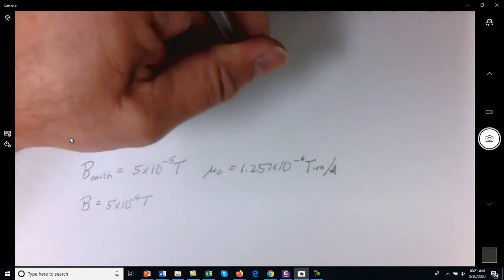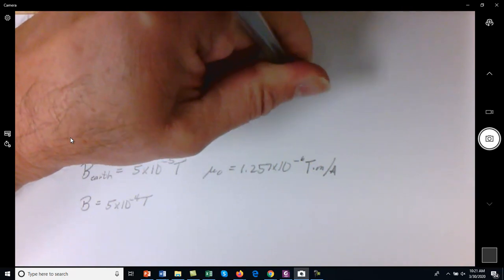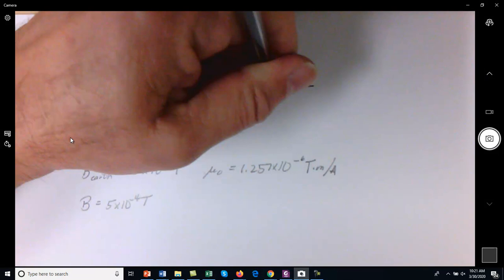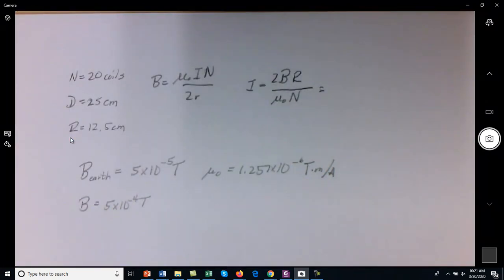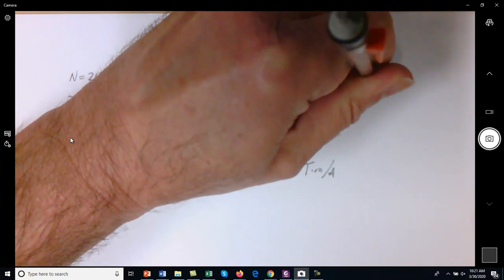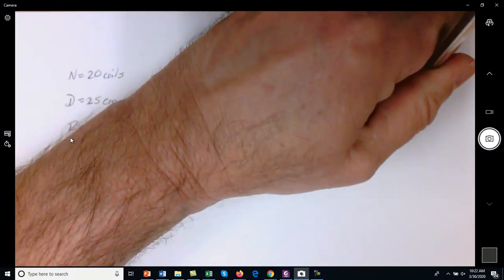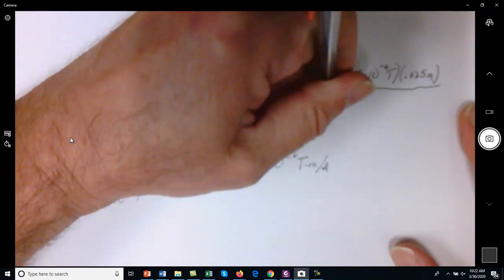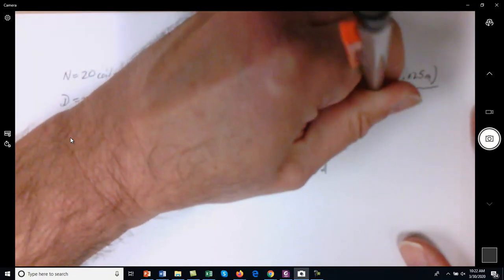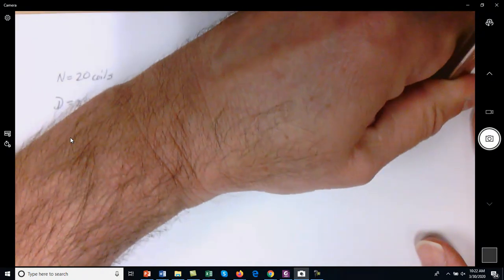So we can just solve for I. I equals B times 2 times R divided by mu sub O, our permeability constant, times N. Okay, so we just plug in numbers here: 2 times our field strength, 5 times 10 to the negative 4th Tesla, times the radius, 0.125 meters, divided by our permeability constant, 1.257 times 10 to the negative 6 Tesla meters per amp, times the number of turns in the coil, which is 20 turns.